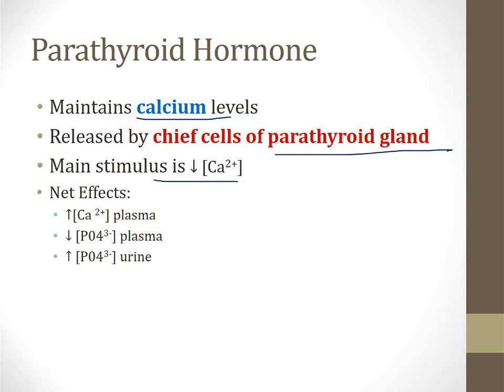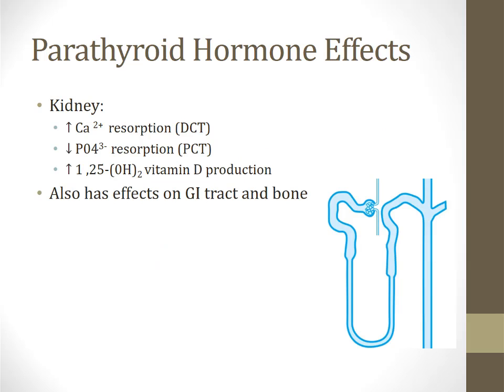Its net effects are to raise the calcium level in the plasma, to decrease the phosphate level in the plasma, and to raise the amount of phosphate going out in the urine. In the kidneys, parathyroid hormone has three effects. First of all, it will increase calcium resorption in the distal convoluted tubule. I'll show you a picture of this in a minute.